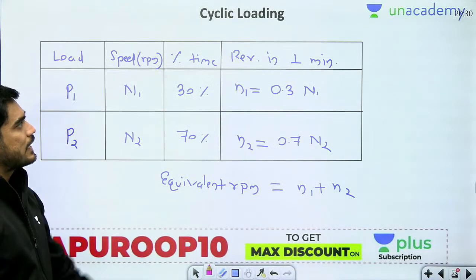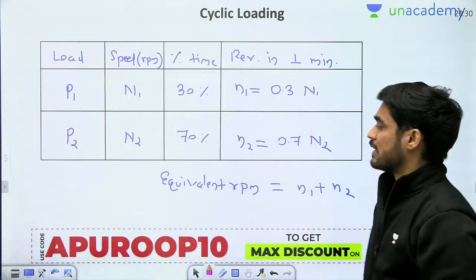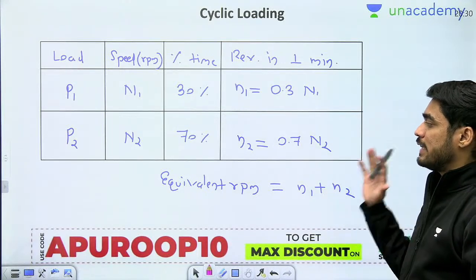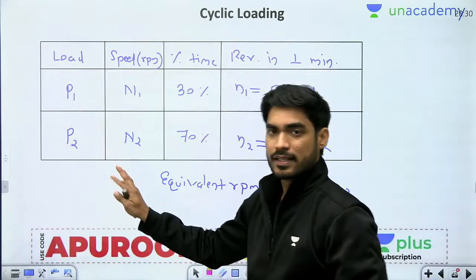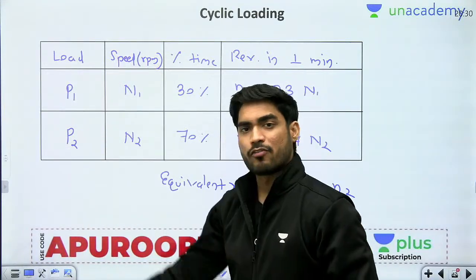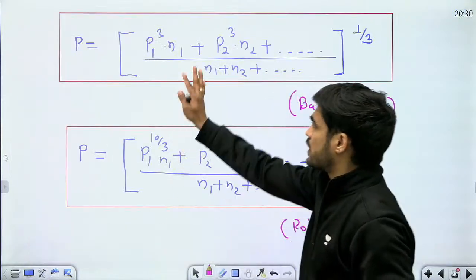So if there is cyclic loading, means different loads for different percentage of time, then you can convert all these loads into one single load. Here I am taking example of only 2 loads, but there can be different number of loads, P3, P4, P5, P6, any number of loads, you can use this formula.